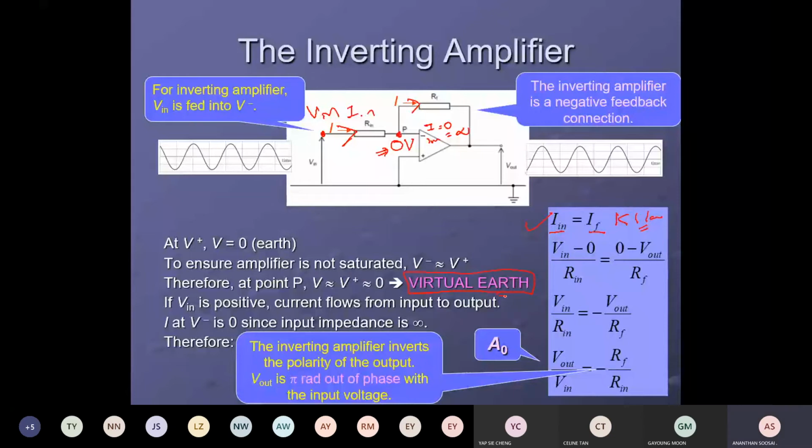You know earth means you connect a wire to the ground. Earth means 0 volt. The voltage at earth is 0 volt, and this point P is called virtual earth. Why virtual? Actually, we are not connecting it to the ground, but it still creates a 0 volt at that point. Okay, why do we call it virtual earth?